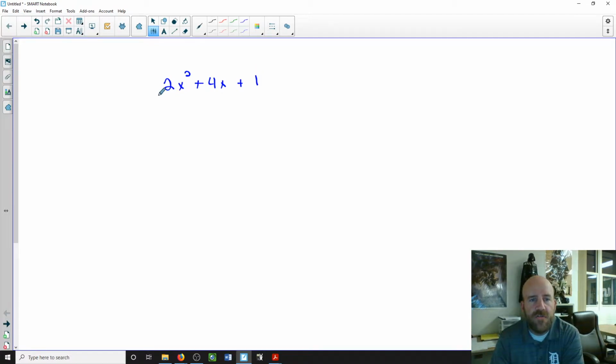So a value being 2, what I want to do is take this out to the front. I want to factor it out of the first two terms. So we have now x squared plus 2x, and we're going to put it inside parentheses, leave a gap, and then the plus 1 goes on the end. So now we're looking inside the parentheses to complete the square.